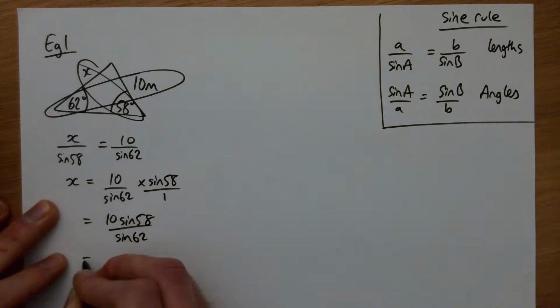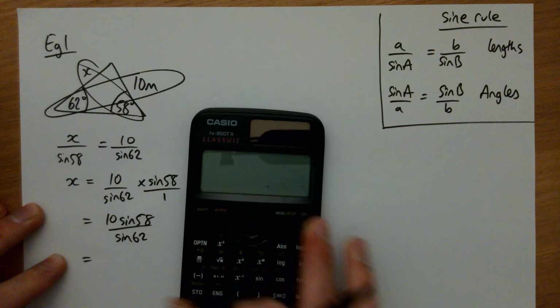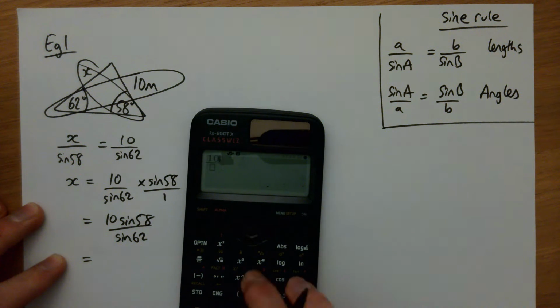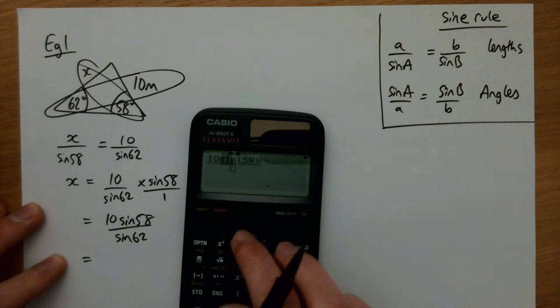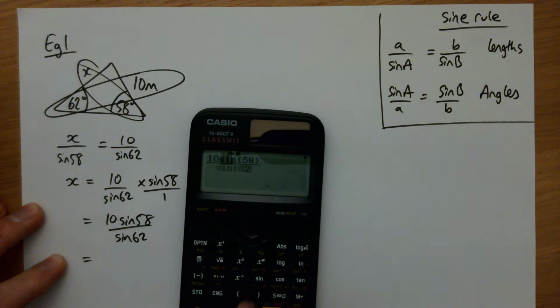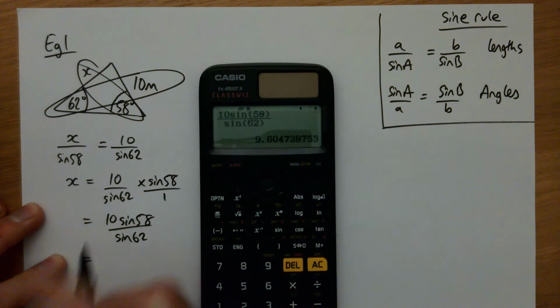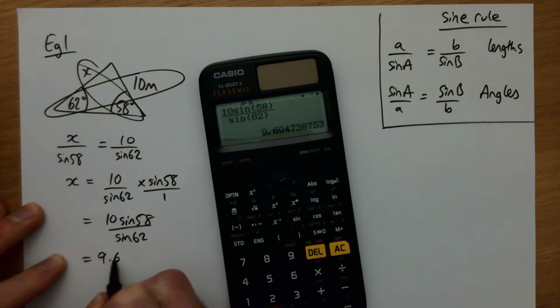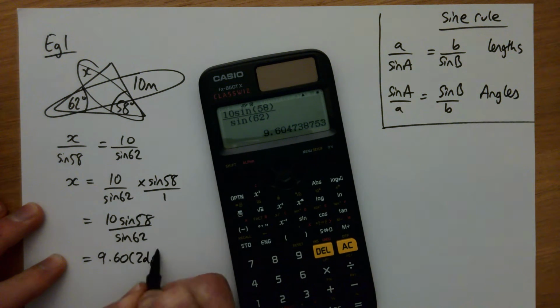And then if I just type that into my calculator, so if I do 10 sine 58, making sure to close the bracket, over sine 62, I can write that as 9.60 to 2 decimal places.